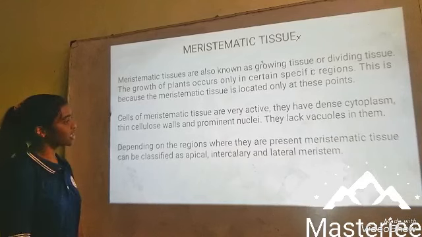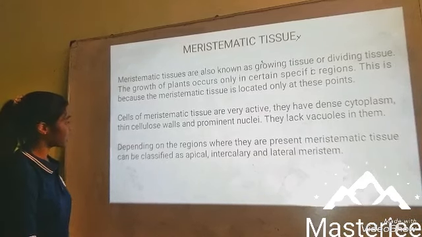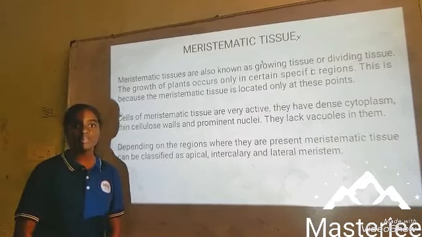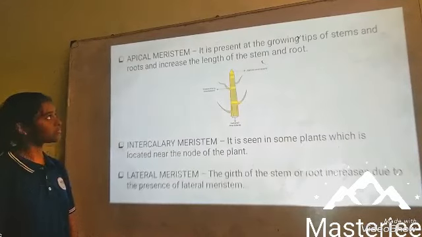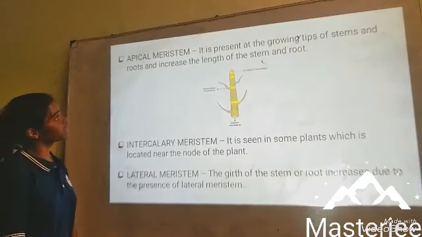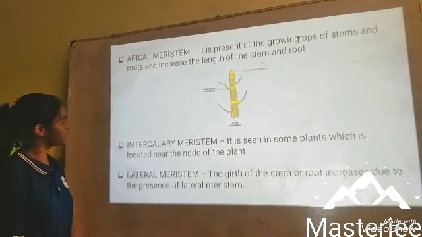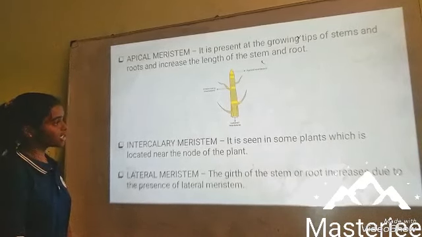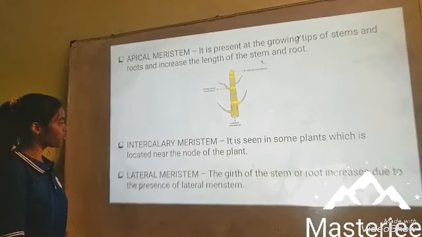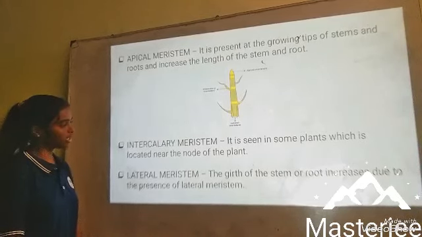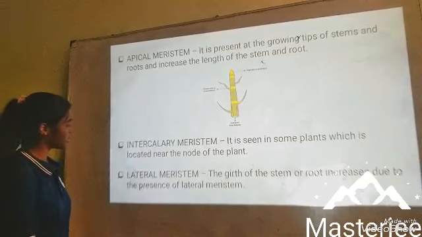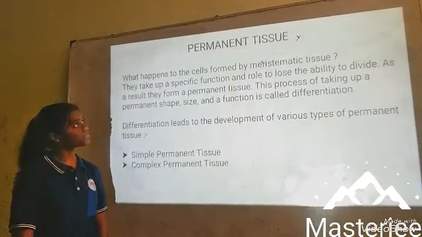Depending on the regions where they are present, meristematic tissues can be classified as apical meristem, intercalary meristem and lateral meristem. Apical meristem. It is present at the growing tips of stems and roots and increases the length of the stem and root. Intercalary meristem. It is seen in some plants and is located near the node of the plant. Lateral meristem. The girth of the stem or root increases due to the presence of lateral meristem.